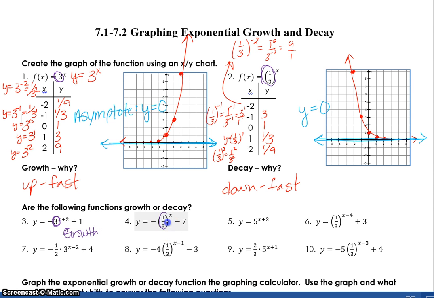On number 4, all we're looking at is this right here, whatever's to the x power. That is less than 1, and therefore this is decay. Notice on number 3 and number 4, they both have a negative out front. We don't care about that. That's not the issue. That does something else. That's going to reflect it over the x-axis, just like it has on other graphs. So number 5, this will be growth, because 5 is bigger than 1. Number 6, we have 1/3, and this will be decay, because this is less than 1.